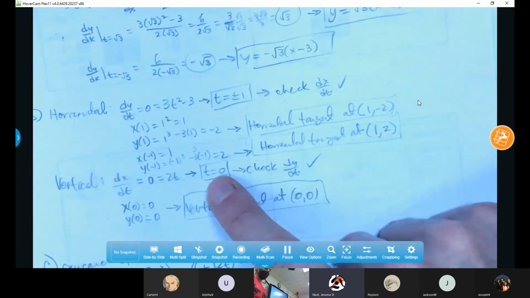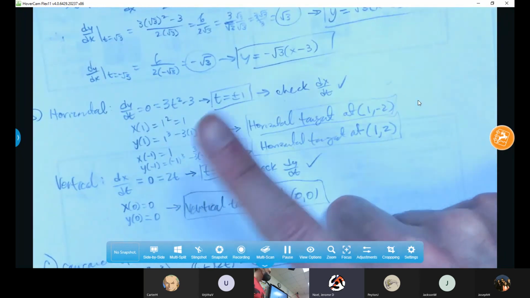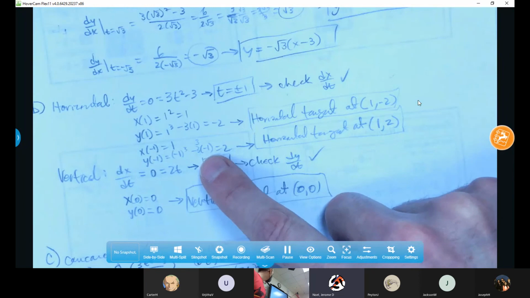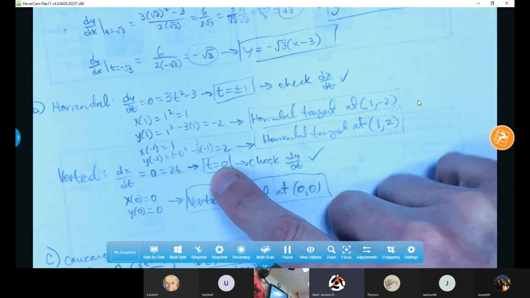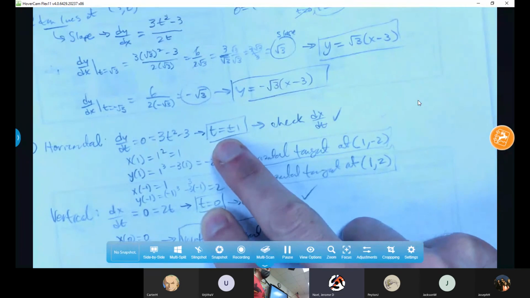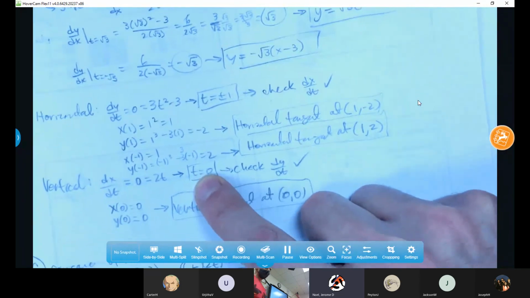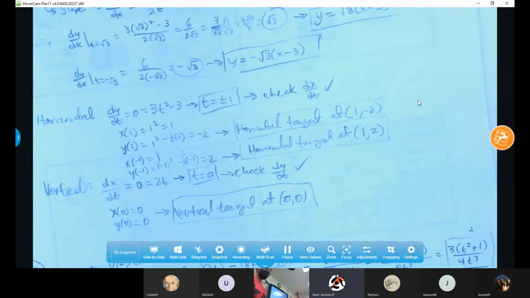All right, and then whenever you take the derivative of the x function and then set that thing equal to 0, it's just t equals 0. That doesn't match up with either of the two horizontals, so you're good. And so again, you just plug that into your parametric equation, so you can see where you have that vertical tangent line. The t values don't match up, right?